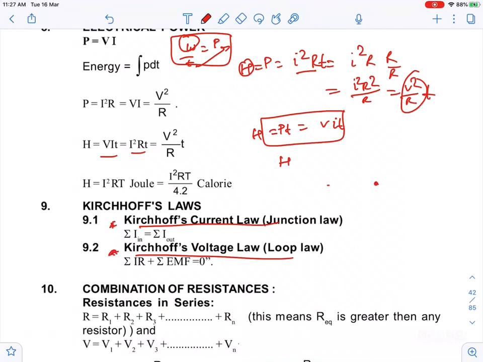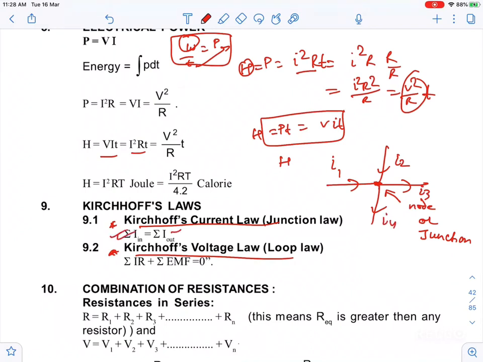Kirchhoff's current law and Kirchhoff's voltage law are two of the most important laws. So what is Kirchhoff's current law about? Suppose I have a junction, or node. In this junction current I1 is coming, current I2 is coming, and I3 and I4 are outgoing currents. So the sum of incoming current is equal to the sum of outgoing current. I can write I1 plus I2 is equal to I3 plus I4. This is Kirchhoff's current law.